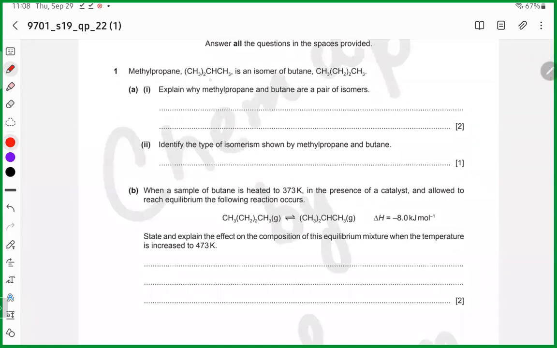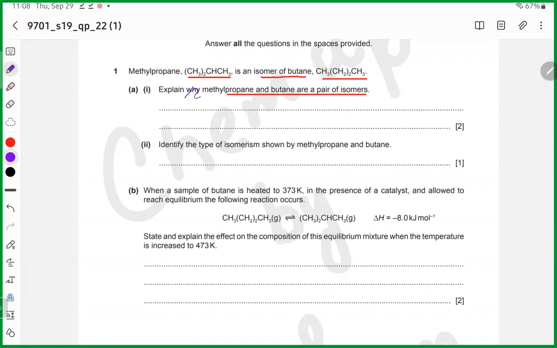Question number 1, methyl propane. Here we have the structural formula, an isomer of butane, and here we have its structural formula. Explain why methyl propane and butane are a pair of isomers.